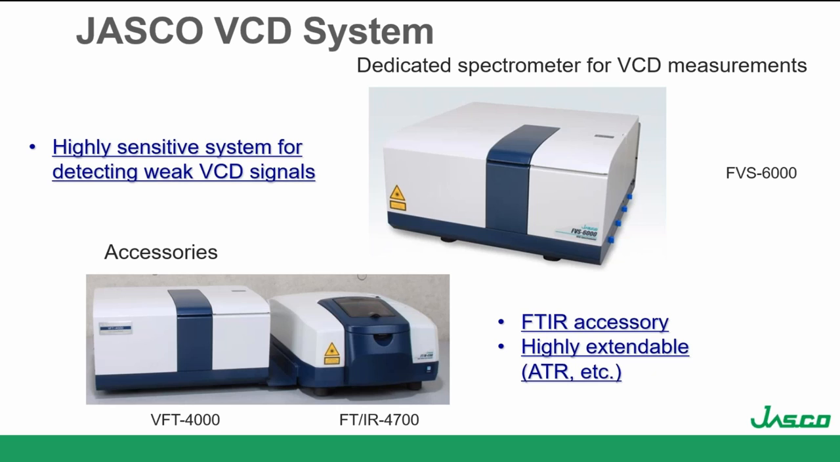So let's look at the approaches that JASCO offers. We have two instruments. One is the FVS 6000 and the other is the VFT 4000. The FVS 6000 is a dedicated bench for BCD measurements, and the VFT is an accessory that is attached to an FTIR bench. If someone goes with the second option, you still have the opportunity to use another technique such as ATR.